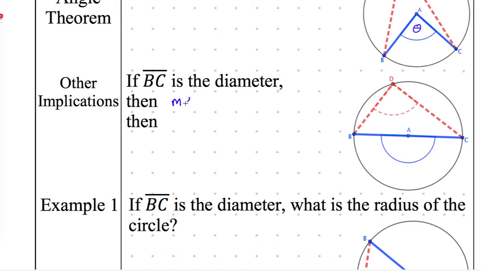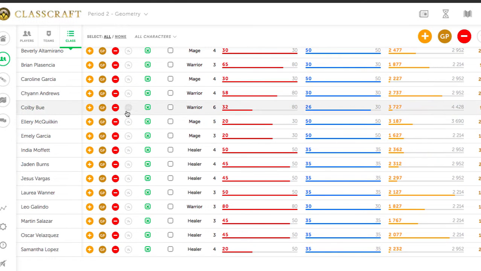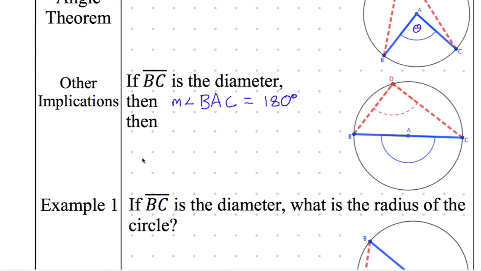Then this measure of angle BAC is, as Emily told us, 180 degrees. I need to practice writing my 8s the other way. There we go, 180 degrees. And then what do we know about this red angle, BDC? So let me give Emily her marble and Emily her XP. What do we know about this red angle? This red angle, the measure of angle BDC. What is that to measure? Anna. It is indeed 90 degrees.